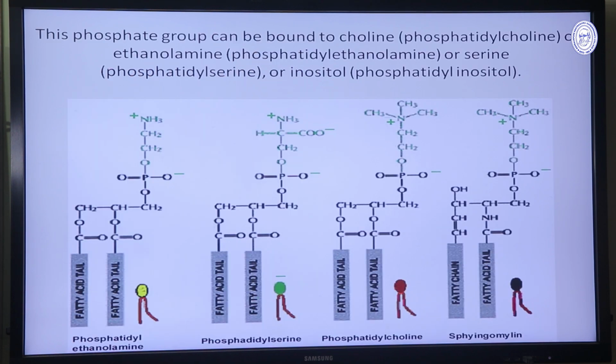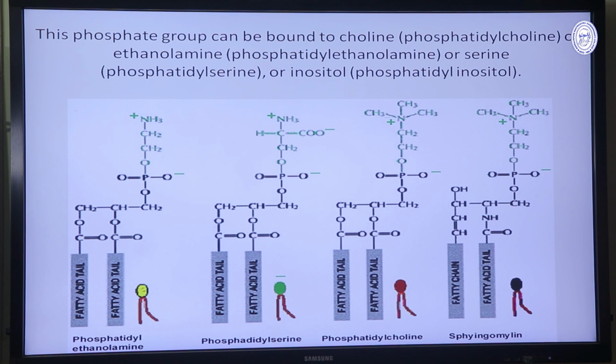Now, depending upon the reactive group that is attached with the phosphate, the phospholipids can be of 4 types. If it is attached with ethanolamine group, it is called phosphatidylethanolamine. If it is attached with serine, it is called phosphatidylserine. If attached with choline, it is called phosphatidylcholine, or if attached with inositol, it will be called phosphatidylinositol. Apart from these phospholipids, there are some other lipid molecules that are called sphingolipids.